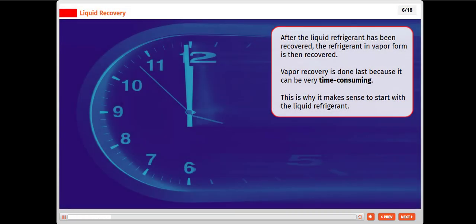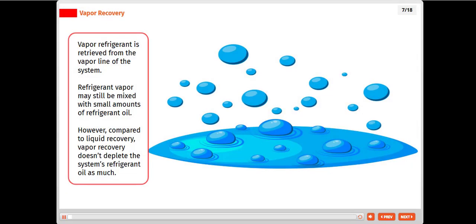After the liquid refrigerant has been recovered, the refrigerant in vapor form is then recovered. Vapor recovery is done last because it can be very time-consuming. This is why it makes sense to start with the liquid refrigerant. Vapor refrigerant is retrieved from the vapor line of the system. Refrigerant vapor may still be mixed with small amounts of refrigerant oil. However, compared to liquid recovery, vapor recovery doesn't deplete the system's refrigerant oil as much.